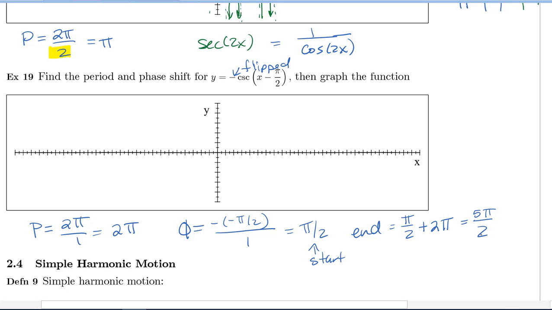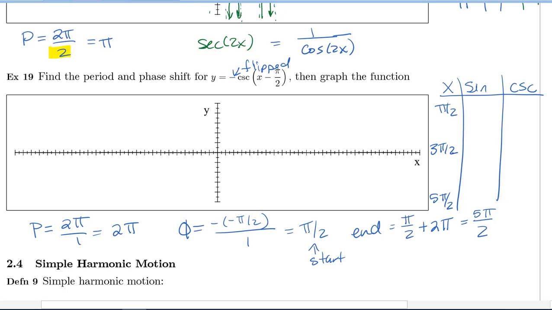So if we want to make our table here, we can go back to the fact that cosecant is 1 over sine, so we've got our x values, we can graph sine of our function, and then we can graph our cosecant function. So x, again, we're going to start at pi over 2, we're going to end at 5 pi over 2. If you want to do the halves method, halfway between 1 and 5 is 3. So this would be 3 pi over 2. Halfway between pi over 2 and 3 pi over 2 is just pi, and halfway between 3 pi over 2 and 5 pi over 2 is 2 pi.